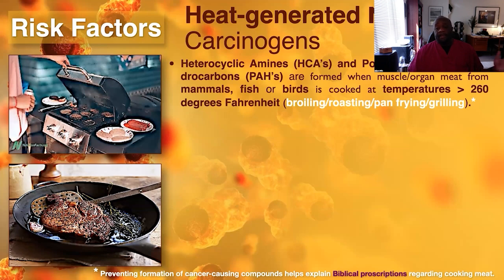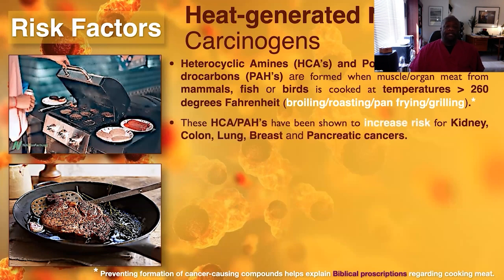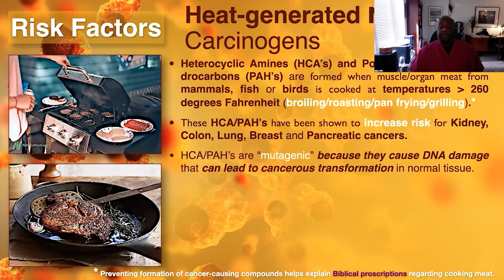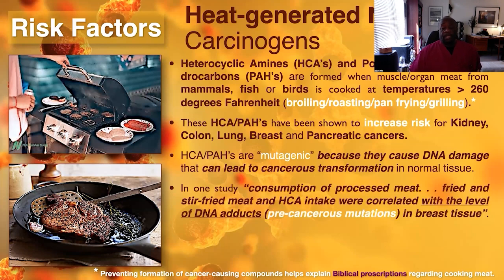By the way, the Bible said that if people were going to eat meat, they should only boil it, which would prevent the temperature from increasing beyond 232 degrees Fahrenheit, which would prevent the formation of many of these compounds. These HCAs and PAHs have been shown to increase risk for kidney, colon, lung, breast, and pancreatic cancers. These compounds are also mutagenic, meaning they cause damage to DNA that can lead to cancerous transformation in tissues.